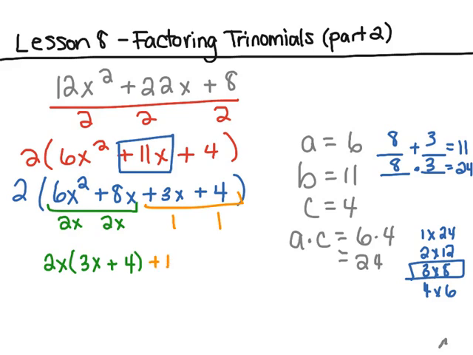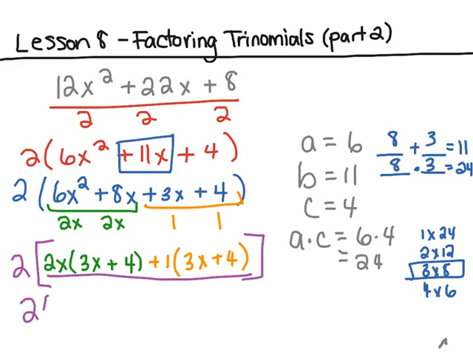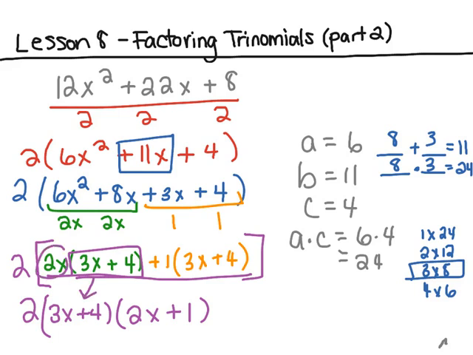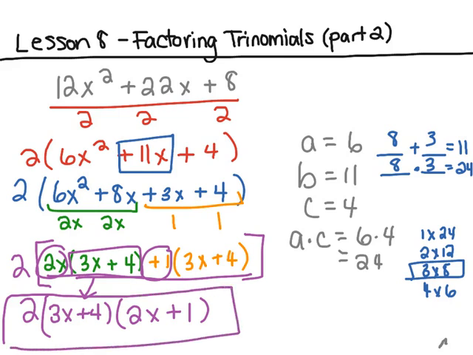And when we factor out a 1, we're left with 3x plus 4 in the brackets. And don't forget that everything is multiplied by 2. Now we see that our brackets are the same, so we're going to write our first binomial inside the brackets, and our second binomial is outside the brackets. So this is our inside, and our outside is 2x plus 1. So this is our factored trinomial.